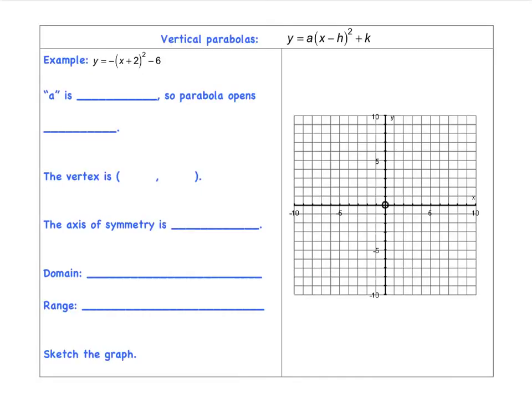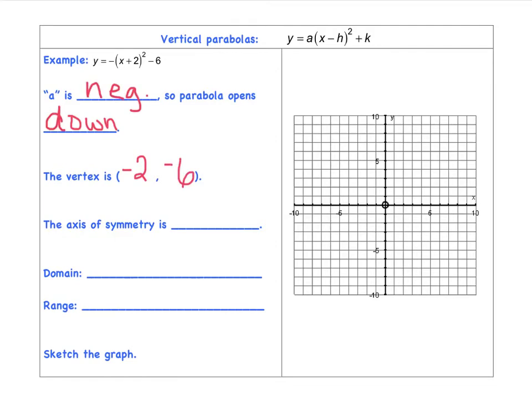Now let's look at an example of an actual equation for a vertical parabola. The example is y equals the negative of (x plus 2) squared minus 6. Since the a is negative, this parabola will open downward. The vertex is the h value and the k value. So since we have x plus 2, our h value is negative 2. And our k value is negative 6.